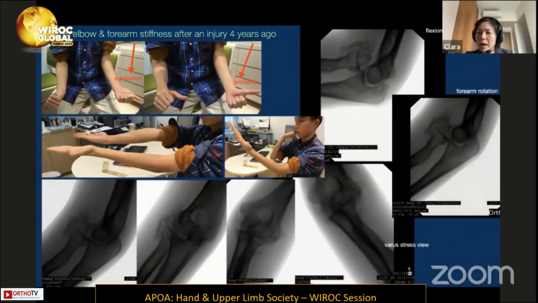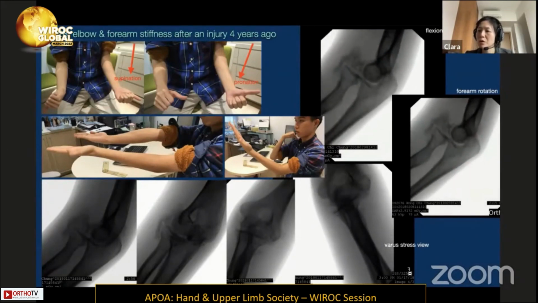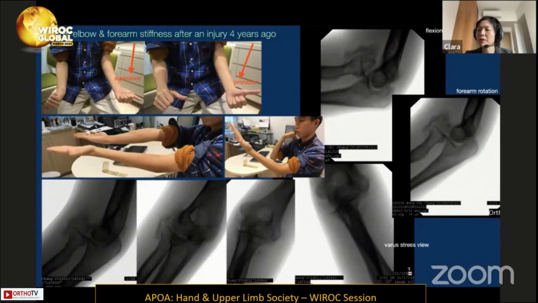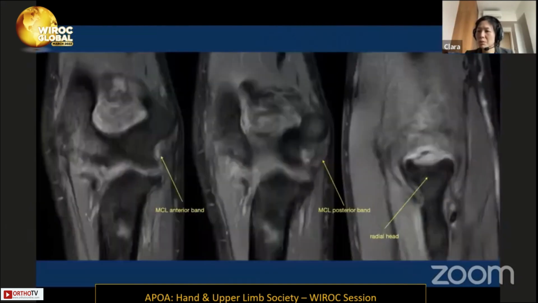With the radial head encased in the heterotopic bone, the cartilage was rarely preserved. The benefit of salvaging the radial head was questionable.